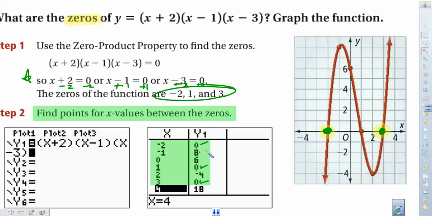All we need to graph is (-1, 8), that guy right there, (0, 6), and (2, -4). That right there. Okay? You plot those, you're good to go. Okay? So let's look at the other problem here.